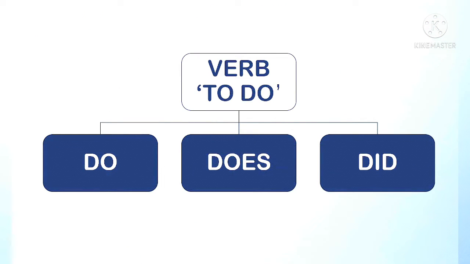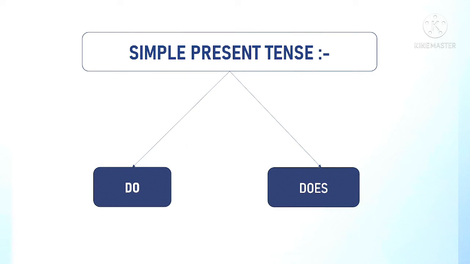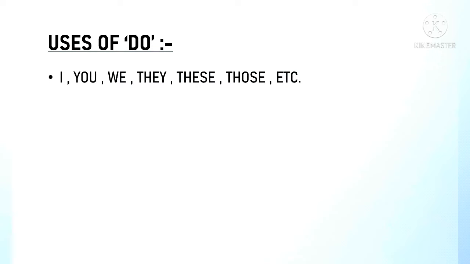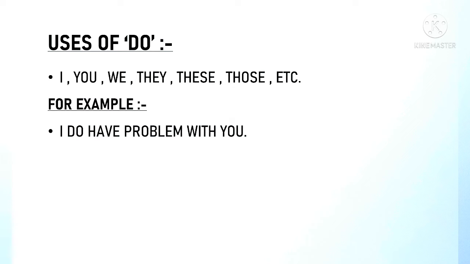Do, does, and did are all forms of the verb to do. For simple present tense, we are going to use only do and does. The word do is an action verb commonly used to form negative and interrogative sentences. If you are talking about somebody like I, you, we, they, these, those, etc., we are going to use the word do. Let's have some examples.